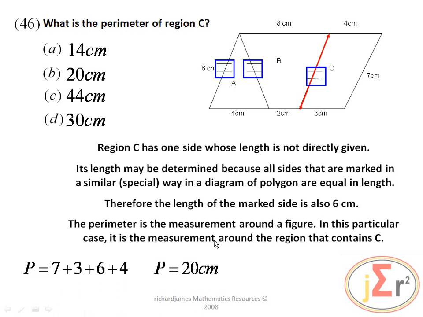The perimeter is therefore 7 plus 7 plus 3 plus the 6 that we know is from here, similar to this one, and we have another 4 there. So 7 plus 3 plus 6 plus 4, and that is equal to 20. 6 plus 4 is 10. 7 plus 3 is 10. So the perimeter is equal to 20 centimeters. The answer is option B.